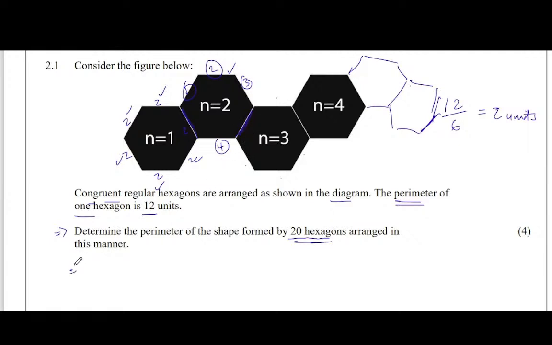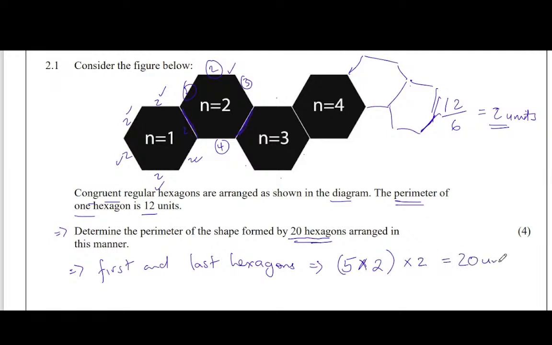So my approach would be to look at, let's say, the first and the last hexagons. What will be the perimeter? Since we know that the first has 5 sides that are open, it's going to be 5 times 2, because each side is 2 units. And since we're looking at 2 of them, the first and the last, I'll multiply this by 2 again. So this is going to give me 20 units, since it's perimeter.